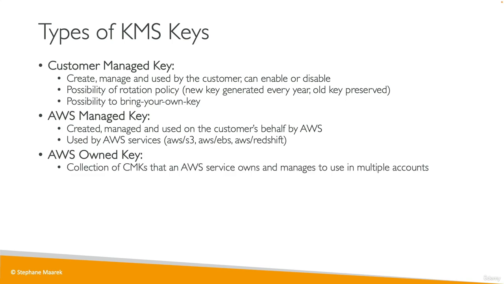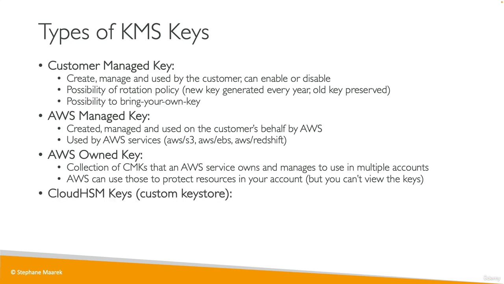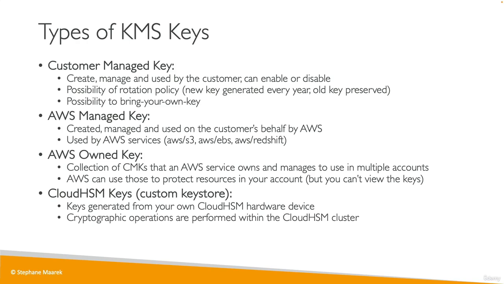Then we have AWS owned keys. It's a collection of keys that a service owns and manages to use in multiple accounts. AWS can use these keys to protect some resources in your account, but you actually don't have any power to view the keys. And finally, you have the CloudHSM keys or custom key store, where the keys are generated from your own CloudHSM hardware device, and all the cryptographic operations are performed within the CloudHSM cluster. So that's it for encryption. I hope you liked it, and I will see you in the next lecture.